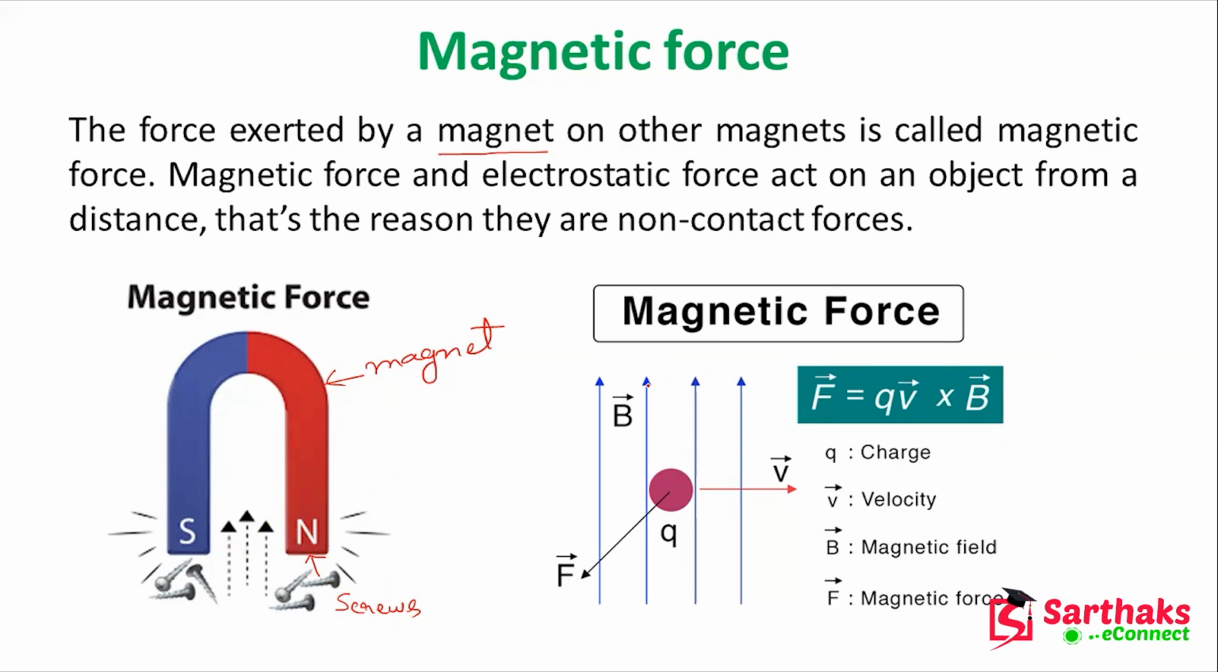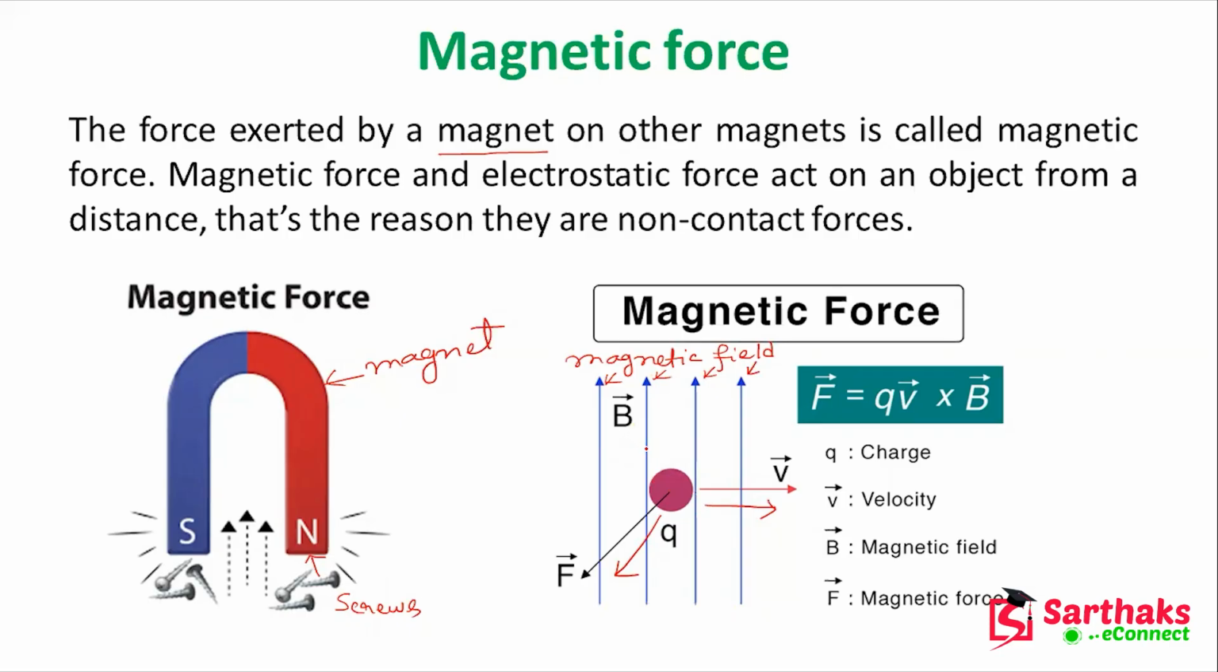Now these lines, these are the magnetic field. Okay, these lines. These are the magnetic fields. Now, if I am keeping one charge Q in the magnetic field, at that time, there will be some velocity, and the velocity will be in this direction, where the magnetic force is in this direction. Okay, and here the B is the magnetic field.